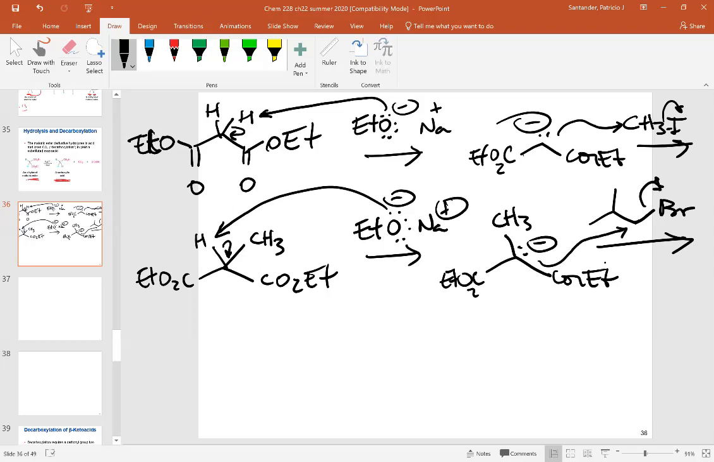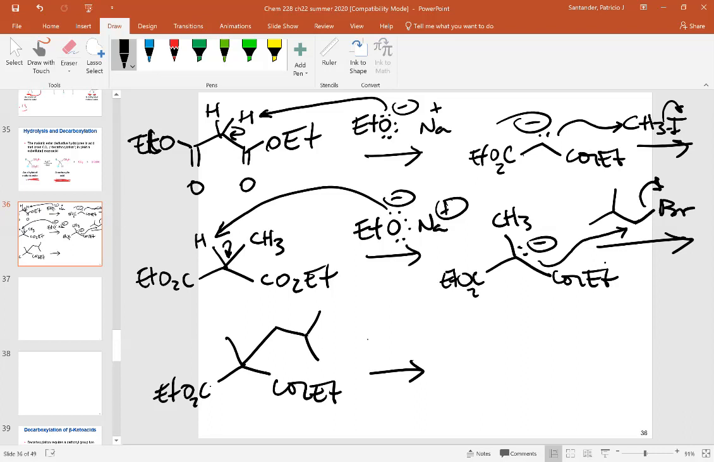And what do you get? Now your product will be CO2Et, CO2Et, and then now I have a methyl attached there, and then a CH2 followed by an isopropyl, right? There you go. So then now hydrolysis.